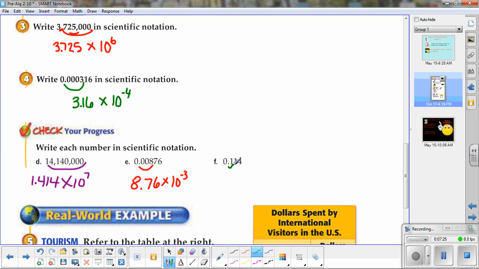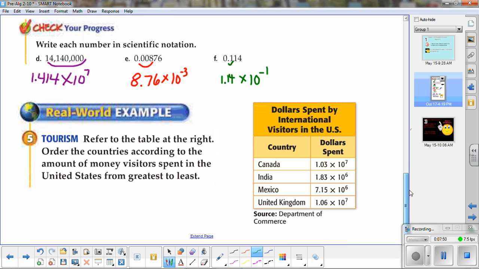In our next example, we're going to move it between the two ones. Oops, need my eraser. 1.14, or 1 and 14 hundredths, times 10, and this is another little number, and we moved it 1 place, so to the negative 1st power. Now our very last example is putting some numbers in order from, in this case, greatest to least.